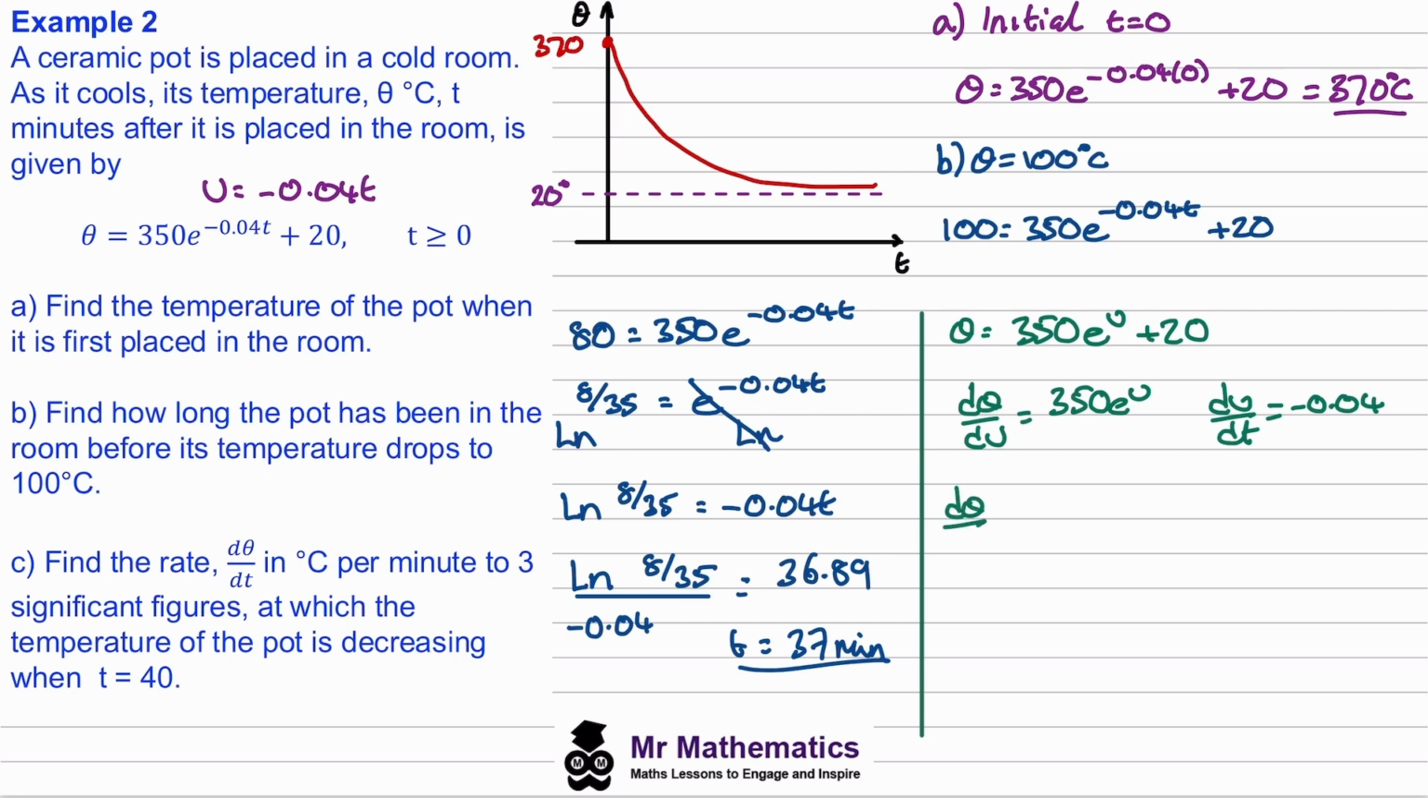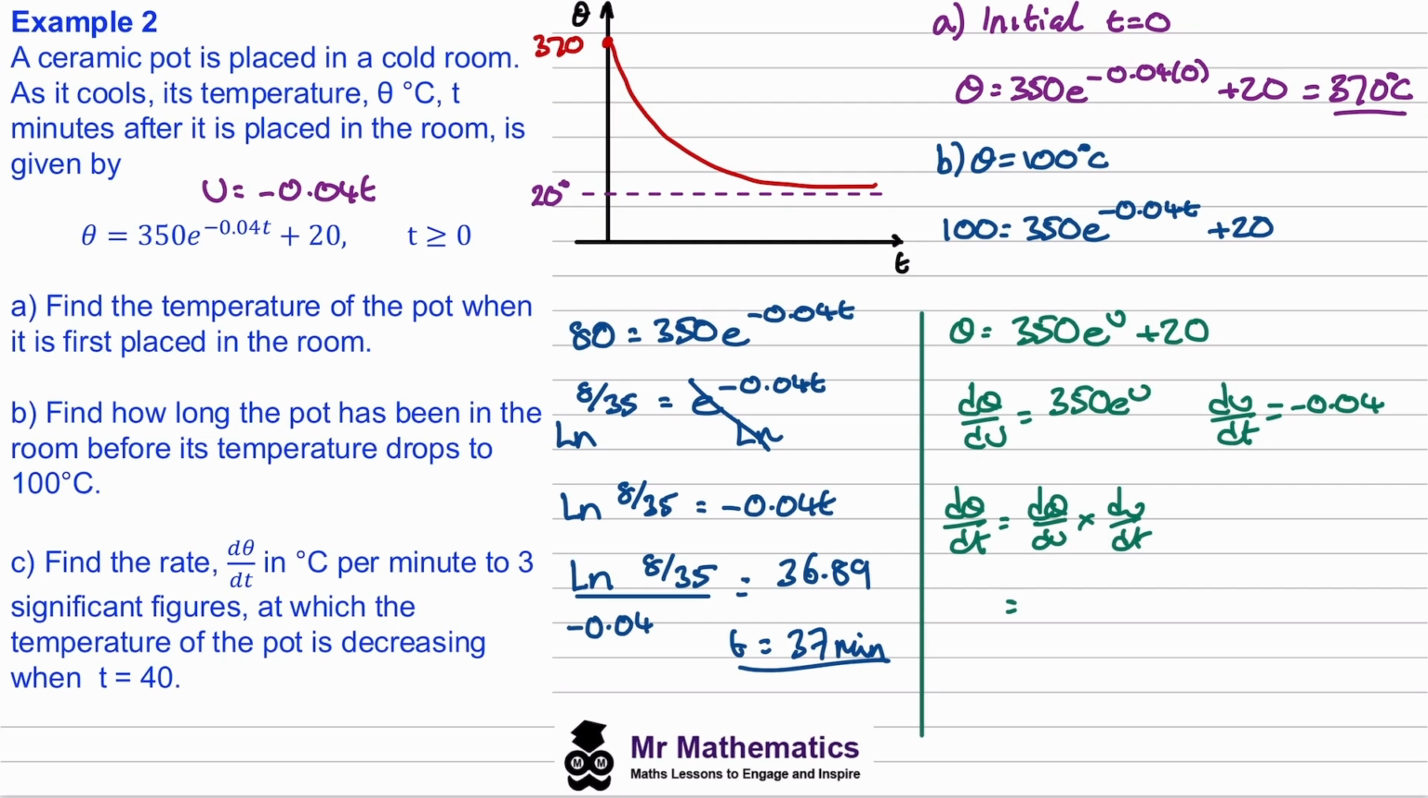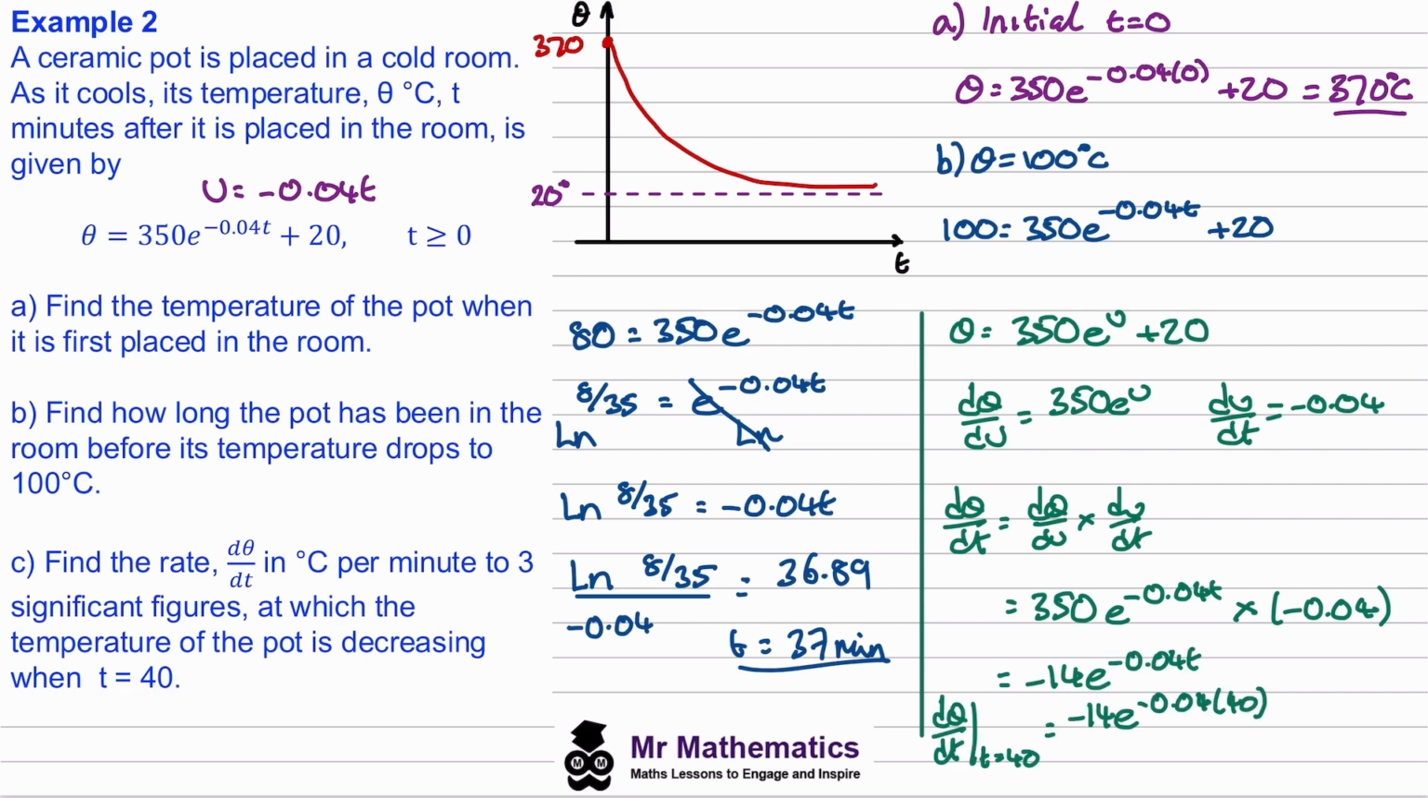So d theta by dt will be d theta by du multiplied by du by dt. We'll substitute each of these into here, and we'll write u in terms of t. The 350 multiplied by the negative 0.04 will give us negative 14, and then we'll substitute in t equals 40. We can work this out on a calculator, and we get a rate of negative 2.83 degrees C per minute.